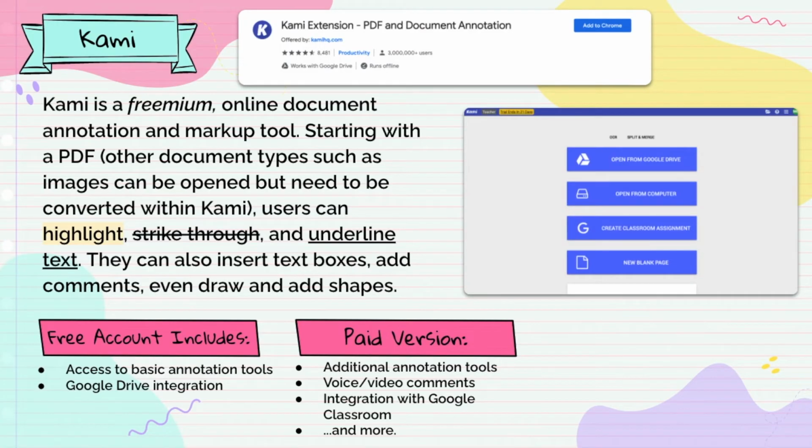My next top of the charts is Kami. Kami is a freemium tool, which means that there's a free version and a paid for version. It's an online document annotation and markup tool. So you start with a PDF, or other document types such as images can be opened and converted within Kami, but users can highlight, strike through, underline text. You can insert text boxes, add comments, even draw and add shapes, and it keeps it all in the cloud.